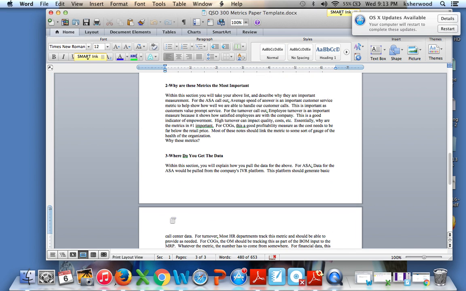And then the next section is why are these metrics important? You'll notice these sections follow the rubric. That's important to note, as all of these papers that you've seen are graded based on the rubric. We follow right through, click on it, and say how you did. So why are these metrics important?